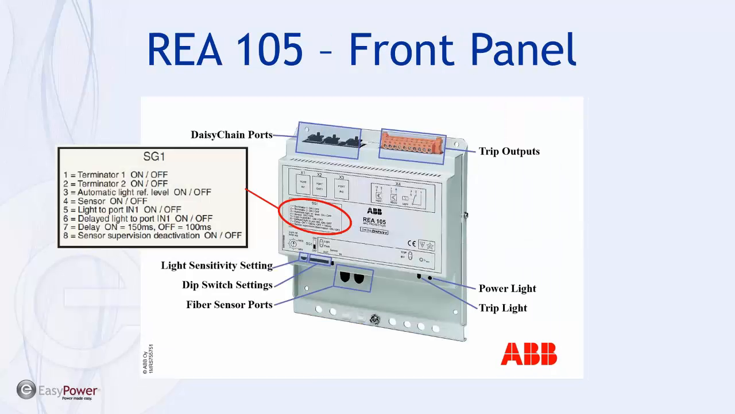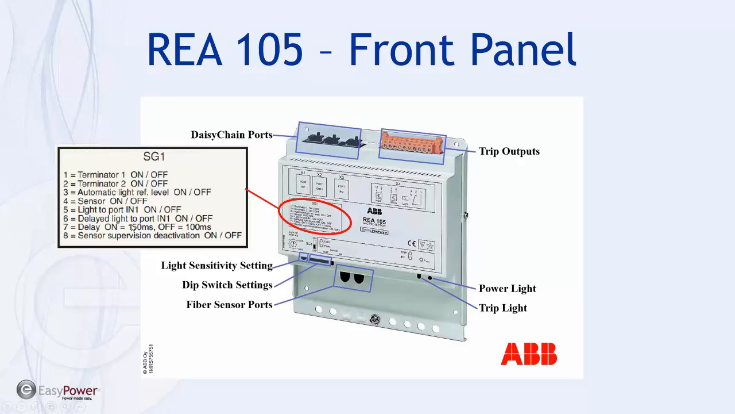Here's a look at the front panel. Here you've got two inputs, so depending on, if it's the last one in the daisy chain that you terminate, depending on which input it is on determines which switch is used for termination. Here's your backlight compensation. It can be either automatic or manual, enabling the sensor. I want to focus on this a little bit. Light to port input 1, which really means you're using input 1 to send light back to the main unit.